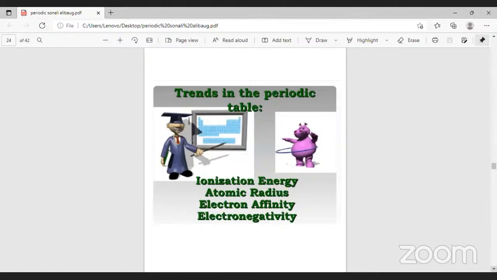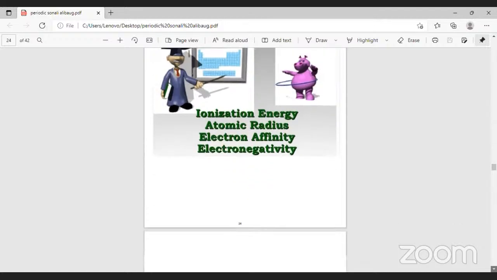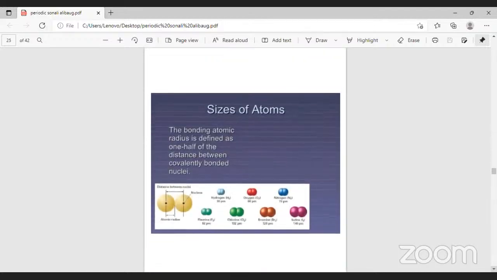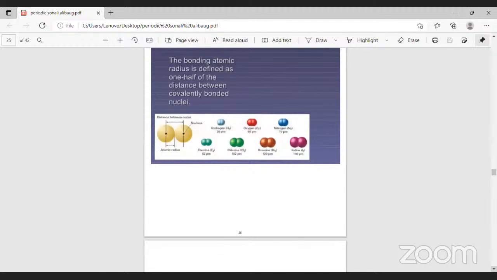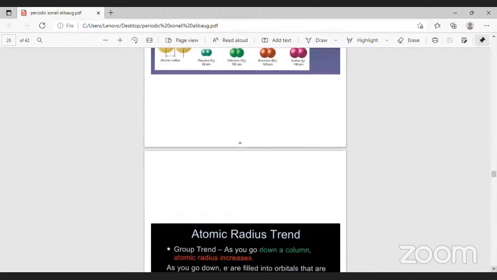Okay, so across the column, how the ionization energy goes on changing, how the atomic radius goes on changing, and how electron affinity and electronegativity go on changing across the period and across the columns.